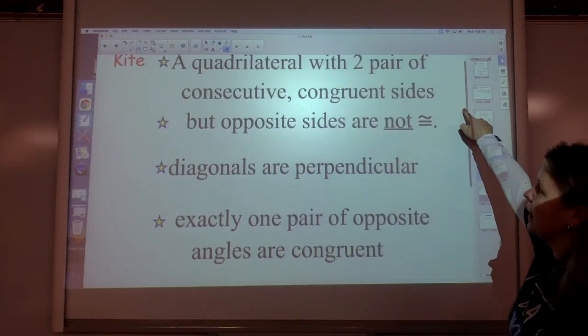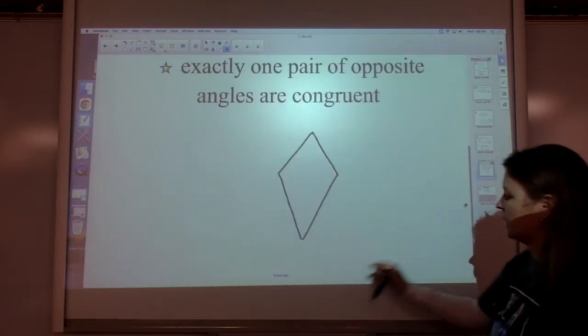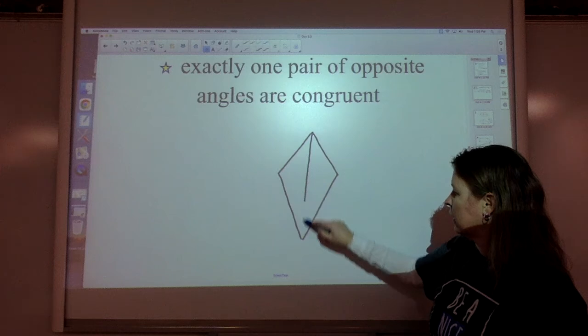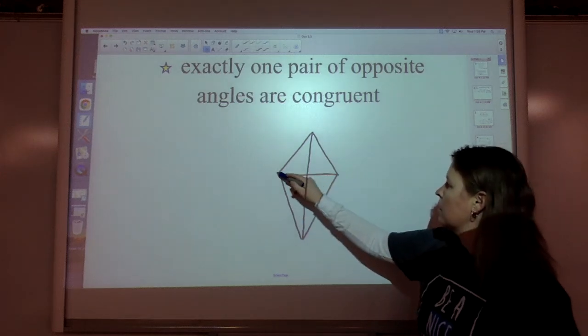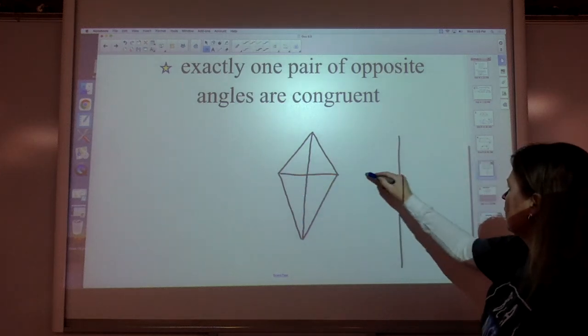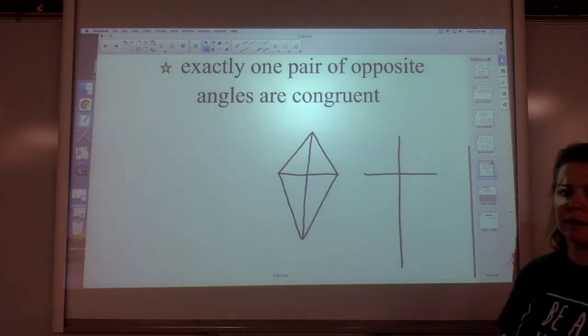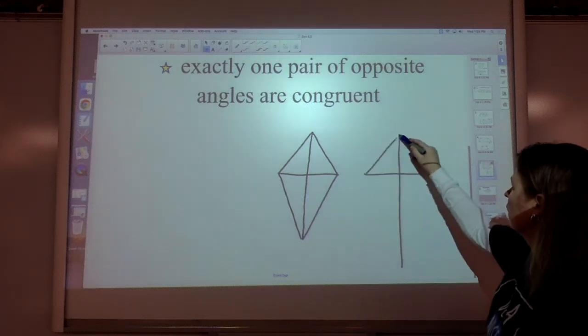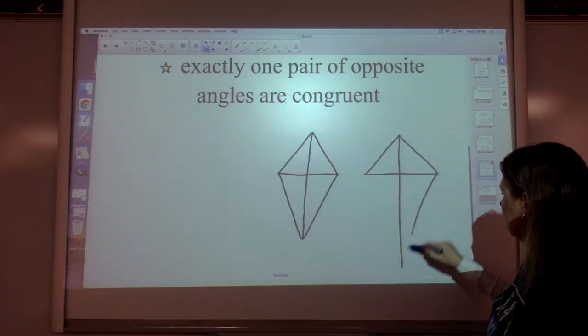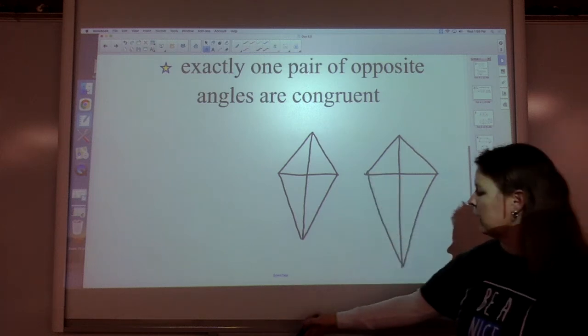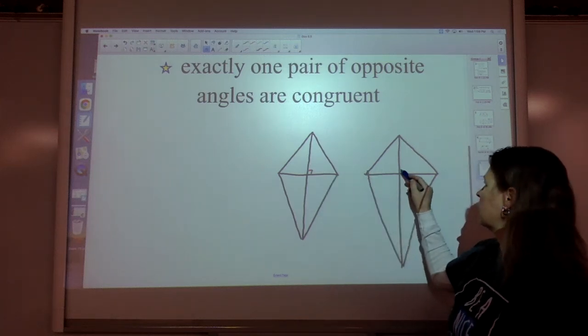Next up, the diagonals are perpendicular. That's probably the best way to ever draw a kite. I did a pretty good job, but if you really want to draw a kite, draw two perpendicular lines, draw a cross, and then just connect the edges of the cross. They're perpendicular, so this is always going to be a right angle in there.